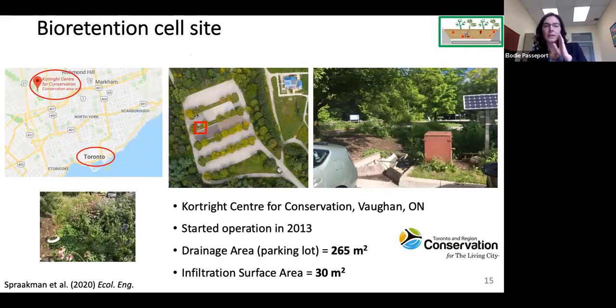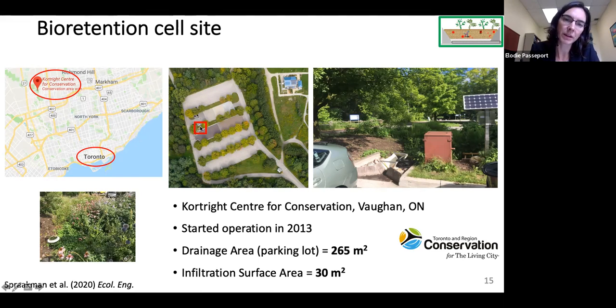We worked at a site located about an hour north of Toronto, at the Courtright Center for Conservation. It's a site that started operation in 2013. You can see a close-up picture of the bioretention cell here, and another one here. This is the inlet, so runoff from this parking lot goes into the bioretention cell here. And here you have an aerial view.